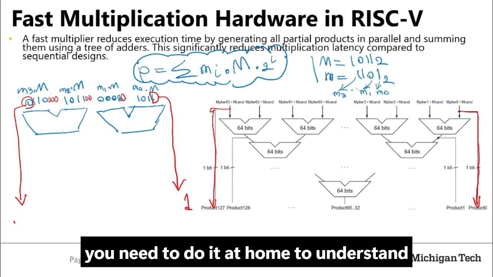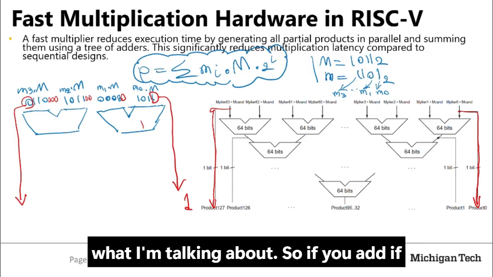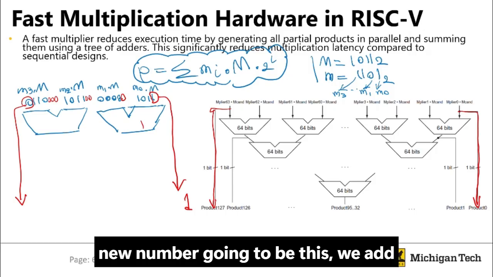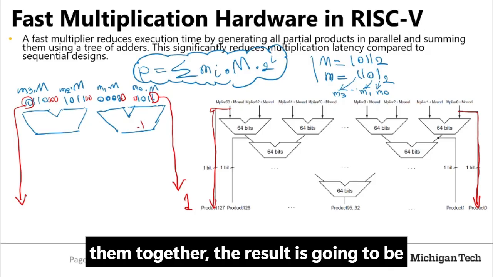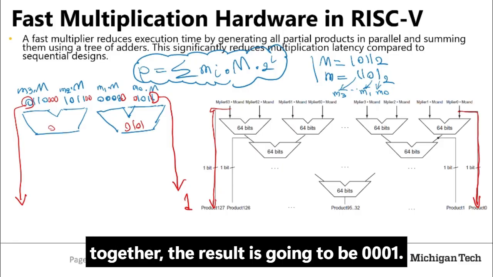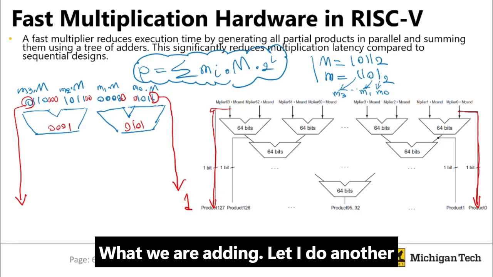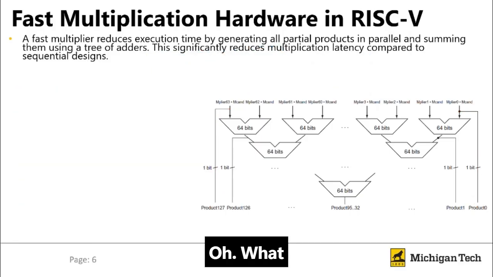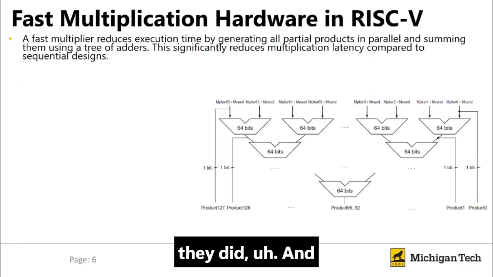Okay, so you need to do it at home to understand what I'm talking about. So if we take that out, the new number is going to be this. We add them together, the result's going to be this. And here also, if we add them together, the result's going to be 0, 0, 0, 1. What we are adding, let me do another, oh, what I did. Let me go back.